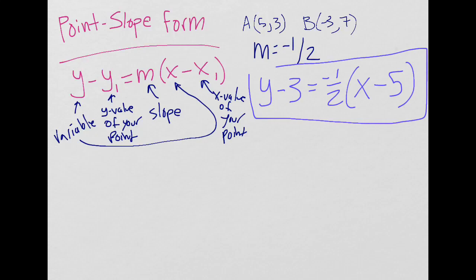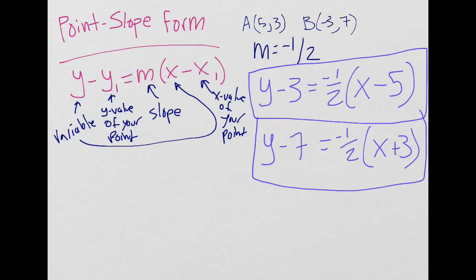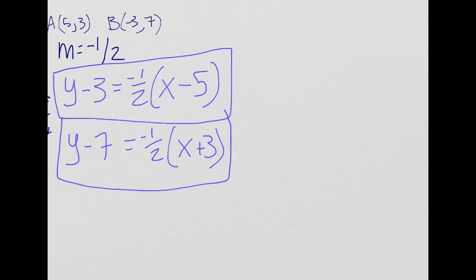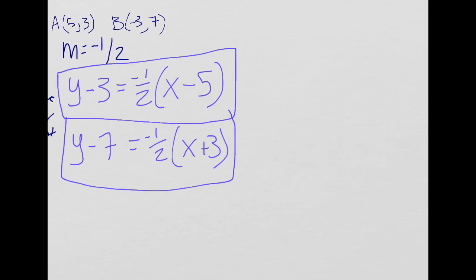Bada boom, bada bing. But what we're saying is you can use either point, so I could also use point B to write the equation y minus 7 equals our slope, negative 1/2, times x minus negative 3, which is the same as plus 3. And we are saying these two equations are absolutely equivalent. And this is your point-slope equation of the line that goes through A and B.